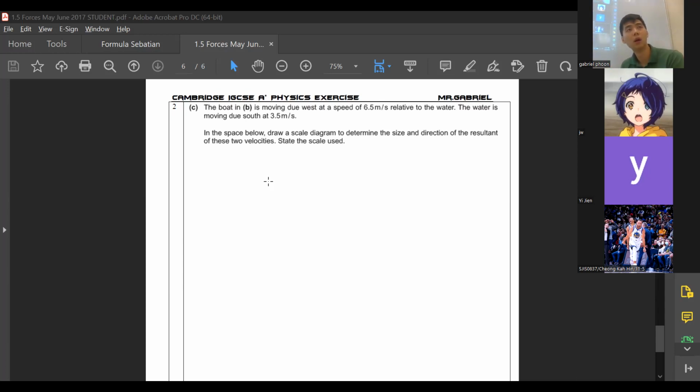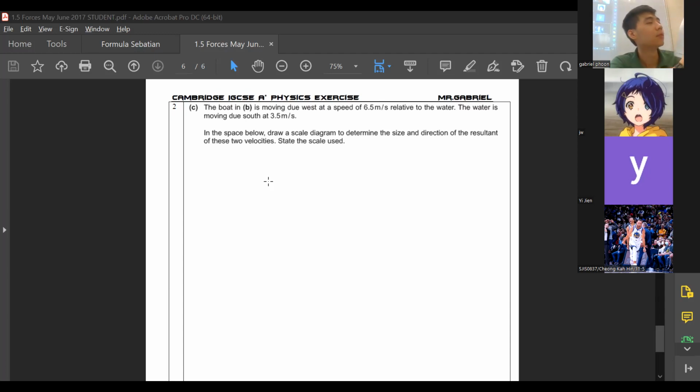I put the scale as 1 meter is 2 cm. Meter and cm are both length. First and foremost, this thing here should be 1 cm represents how much? This is in meters per second, right?